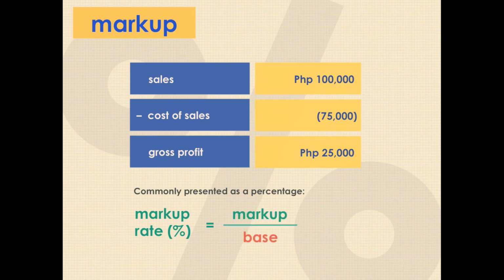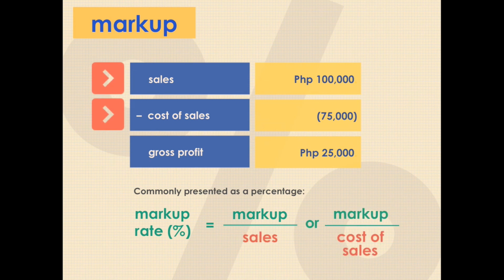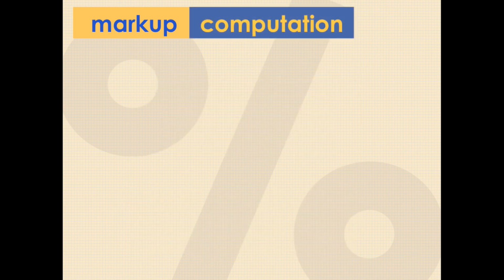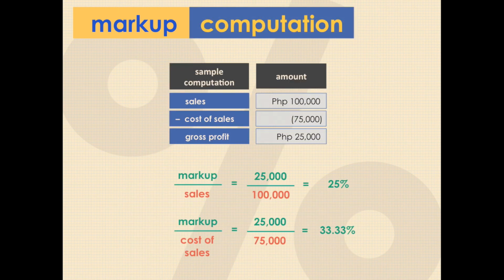Markup is commonly presented as a percentage, which we refer to as the markup rate. The markup rate is computed as the amount of markup divided by the base. The base can either be the sales or the cost of sales. So the formula will either be markup divided by sales or markup divided by the cost of sales. Of course, because the bases are different, we will also get different values for the rates, depending on which formula we use. There are various markup terms, and the most common ones you'll see would probably be markup on sales, markup on cost, and markup above cost. Because of the differences in the base, the percentages may also vary even if the amounts remain the same.